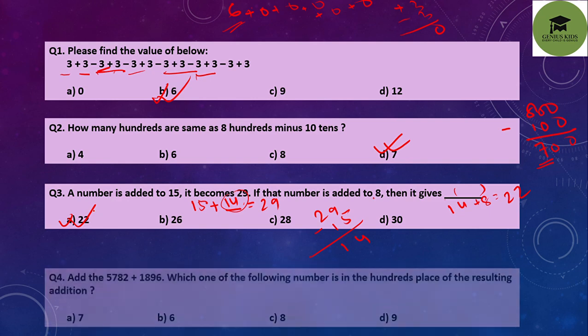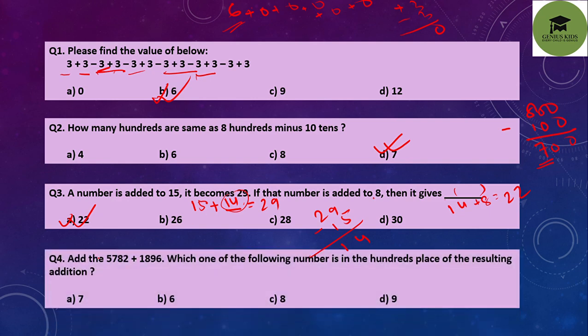Fourth one: add 5782 plus 1896. Which one of the following numbers is in the hundreds place of the resulting addition? So let's add 5782 plus 1896.